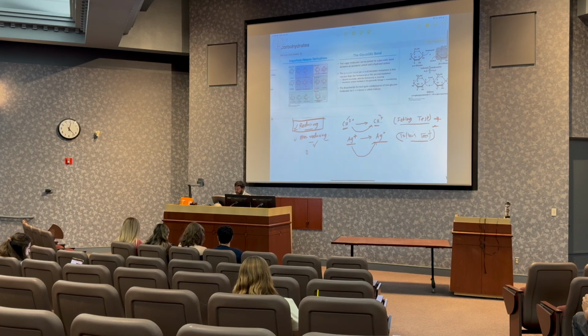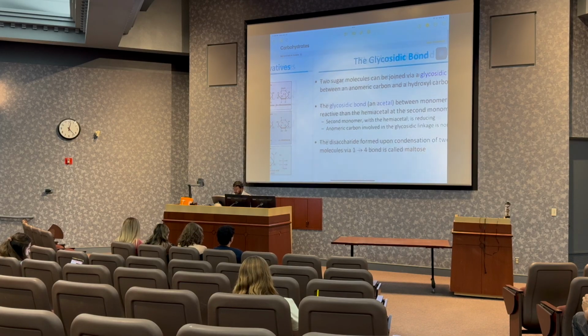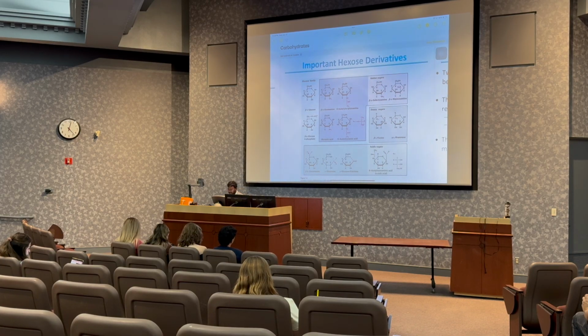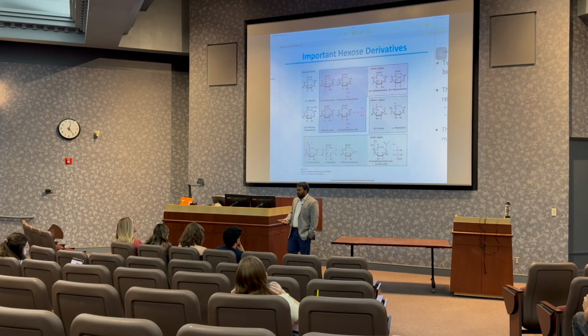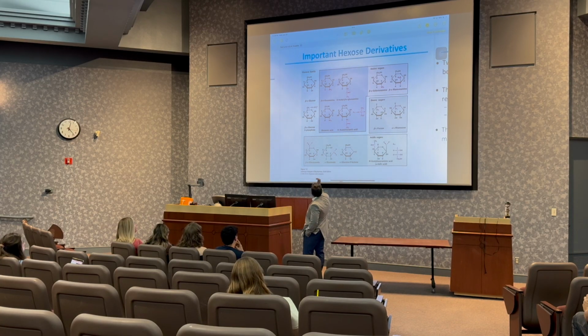Let's see some important derivatives of hexose. Up to now we learned about the simple structures of glucose and fructose. Now these are modified forms of glucose and fructose. The first one, I think you still remember, is beta D glucose, right? The second one has an NH2, which is for amine, and that's why we call it beta D glucosamine.